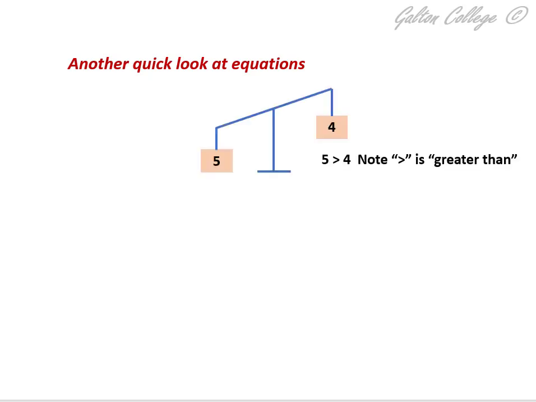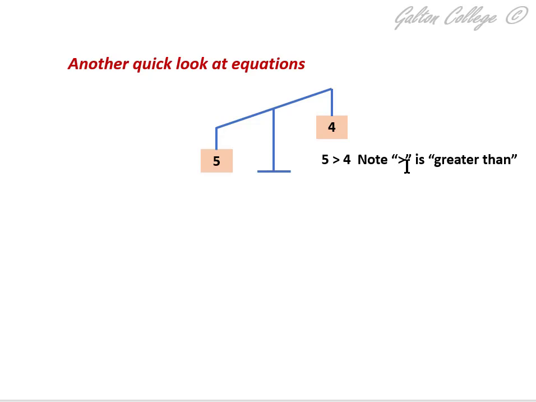Now, let's have another quicker look at equations. Look at this one. Here we've got 5, and the 5 is tipping up to 4. So the 5 here is bigger than 4. So this is tipped up. When we say something is bigger than something else, greater than, we use this symbol here, which is sideways. That means greater than. The 5 is bigger than the 4.